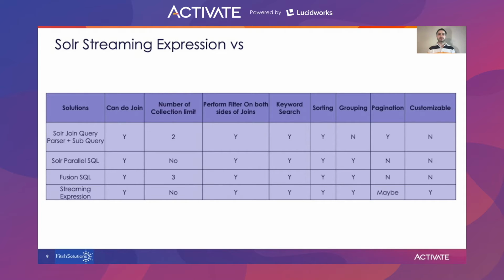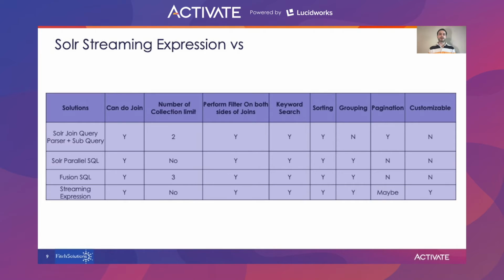Do they have any limit on the number of collections that we can join? In future, we wanted the ability to join more than 3 collections as well. We also looked at whether we can perform filters on both sides of the join, whether they support keyword search, sorting, grouping, pagination, and whether they allow any customizations to be applied on the functions. Pagination support was one of our key requirements. Pagination is listed here as maybe. We'll come to the pagination implementation with the streaming expressions in our future slides.